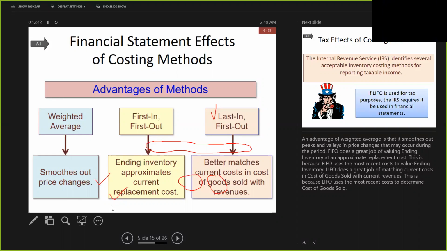In first in, first out, the ending inventory then mirrors the approximate replacement cost. And then last in, first out, better matches current costs in cost of goods sold with revenues. And it's true, it will do that. So that's one advantage.